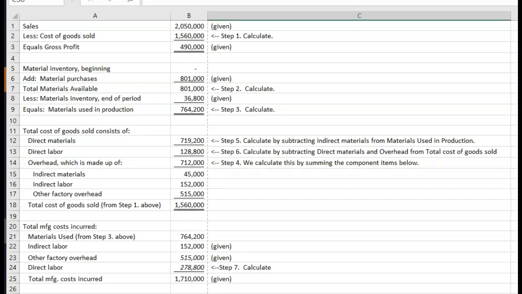All right, so then the next calculation we have to determine is essentially the value of the materials used in production. And I'm going to do this in a two-step process. I'm going to do this little calculation where we start off with beginning inventory, and we know it's zero because it's the first month of production. Then we add the material purchases, which they gave us, so that means the total materials available would be equal to the material purchases. And then you subtract out ending inventory, which was given, and that gives you material used in production. Okay, so 801 and 36.8 was given to us.